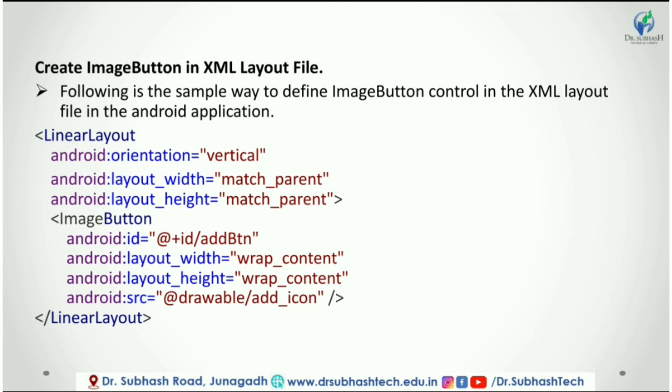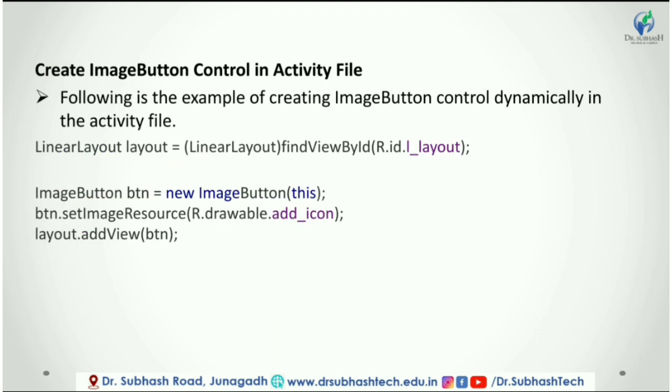And the second way, create an image button control in the activity file. In Android, we can create an image button control programmatically in the activity file based on our requirement. Following is the example of creating an image button control dynamically in an activity file.